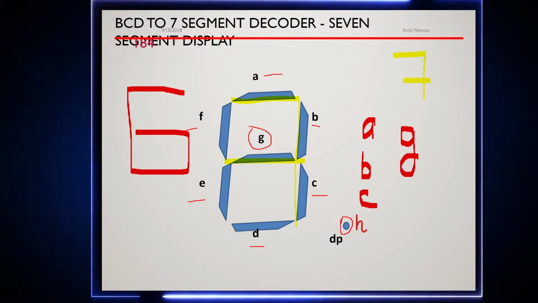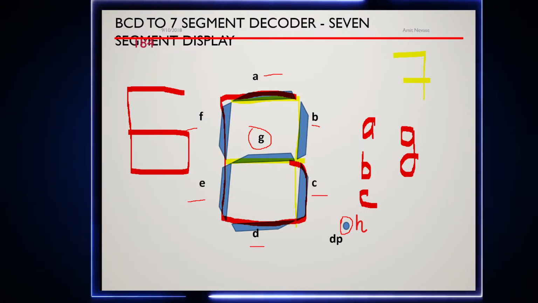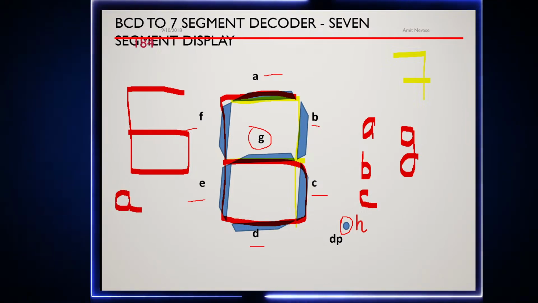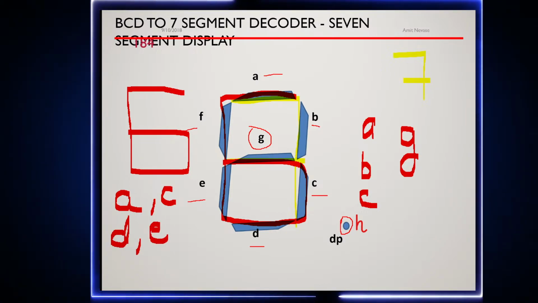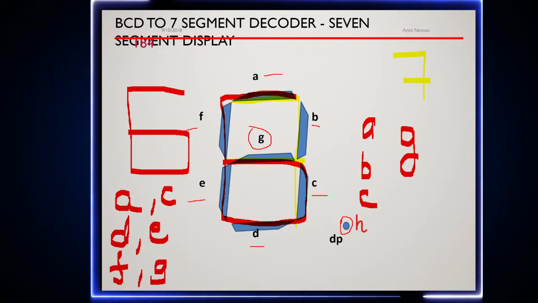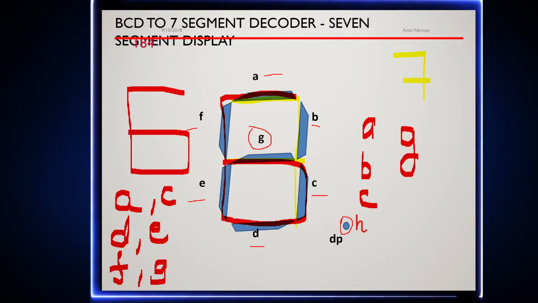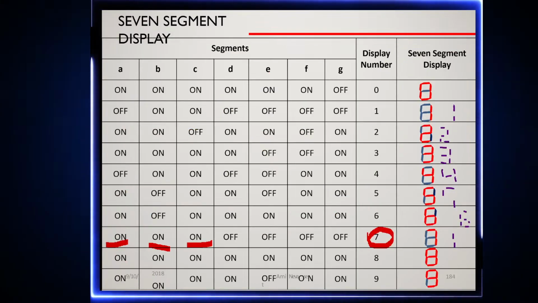Now pause and tell me what are the different inputs that should be on to form the number 6. Number 6 looks like this. That means what are the inputs that need to be on? A, C, D, E, F, and G. These are the inputs or segments. These are called segments: A, B, C, D, E, F, G are segments. So whenever specific segments are on, then a specific number is displayed.